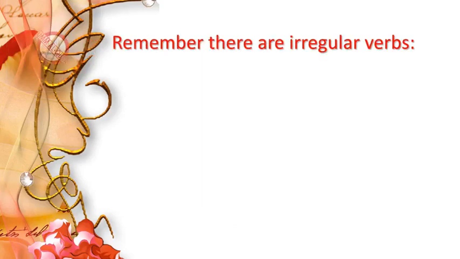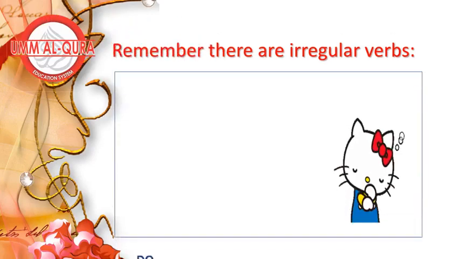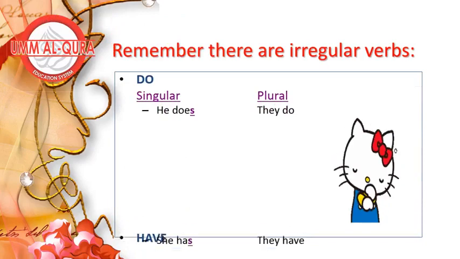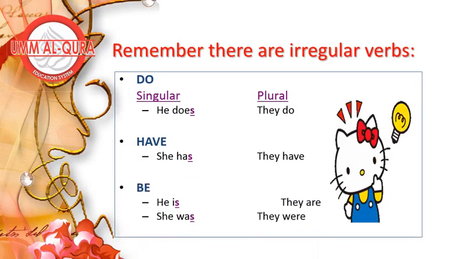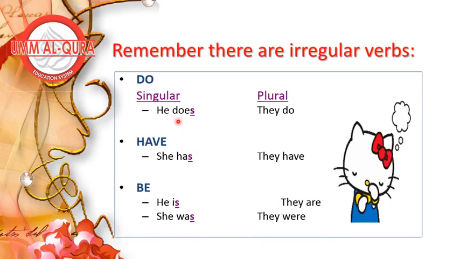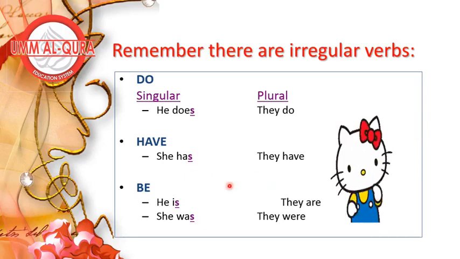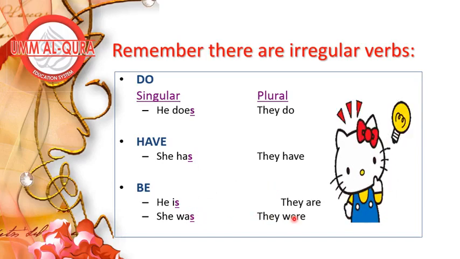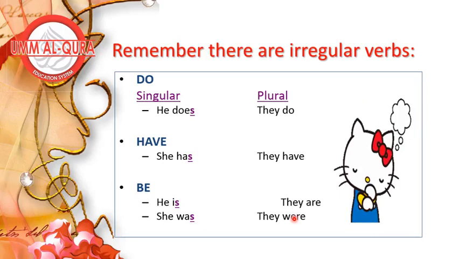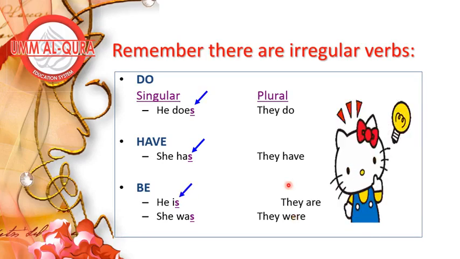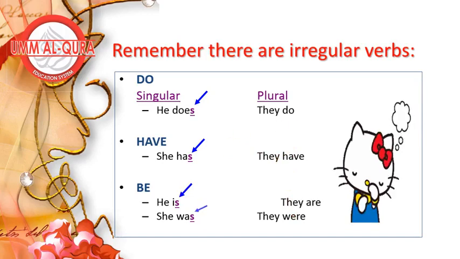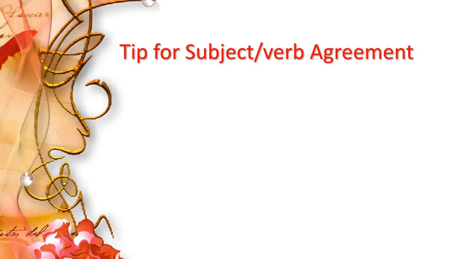Remember, there are irregular verbs, a few of which will also be included in subject verb agreement. So singular and plural forms will be different for them. For example, he does, plural, they do; she has, it has, with s at the end, they have, it doesn't have s; he is, she was, they are, they were. There is no s in are and were. You can see s in the singular forms of verbs, but in plural you don't have s.